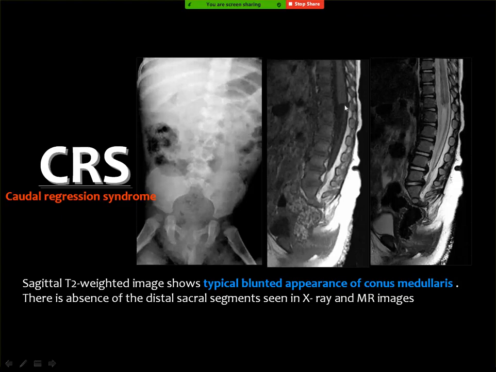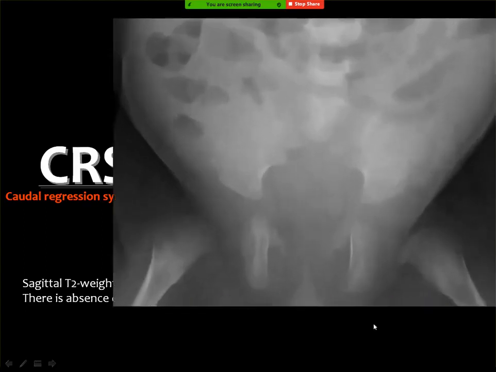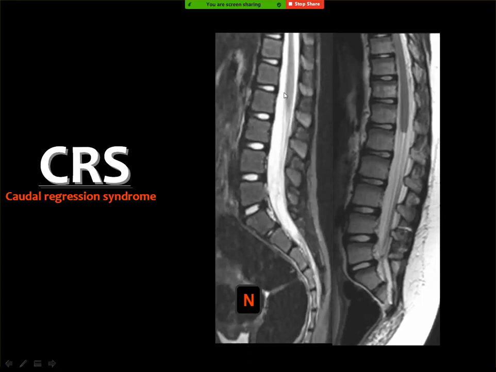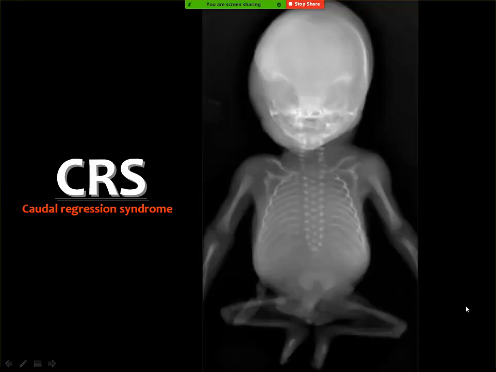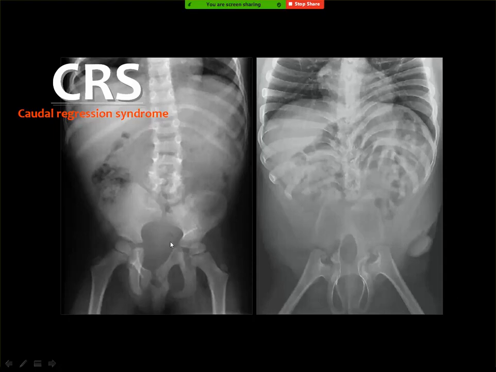In the MRI, you see the typical blunted appearance of the conus. And this is the normal appearance of the conus, and this is the blunted appearance of the conus in caudal regression syndrome with absence of the remaining segments of the sacrum, and you see only two segments here. And this is caudal regression with total fusion of the iliac bones, and almost all the lumbar vertebrae are not present. And this is also another example.